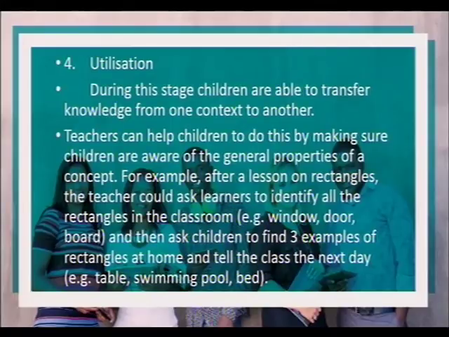So what do you do? Based on what you have taught them in your lesson on rectangles, you ask them, what else? What other rectangles can you see around us? They look around and then they use what they've learned by identifying any object that is in the form of a rectangle. Example, window, door, board. And then ask children to find 3 examples of rectangles at home and tell the class the next day what they found at home that is in the shape of a rectangle. So here they are transferring their knowledge of one concept to another concept. We call this the utilization stage.